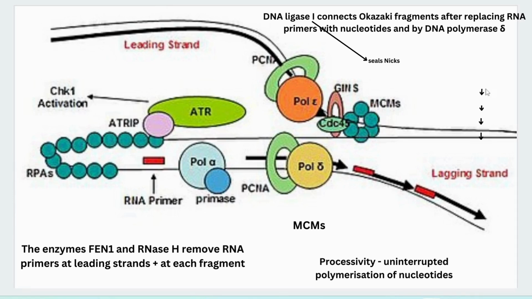The sliding clamp allows for processivity in DNA replication, referring to the ability of DNA polymerase to continuously synthesize nucleotides without interruption. This continuous activity is essential for efficient and accurate replication in accordance with the cell cycle and cell division.